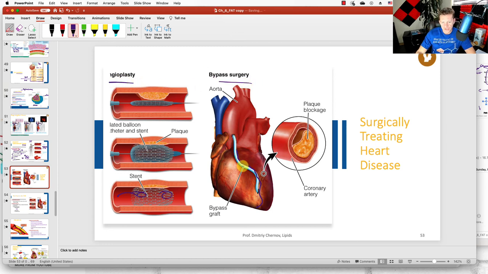And the bypass surgery, that's usually when this particular artery is damaged, usually with atherosclerotic plaques.